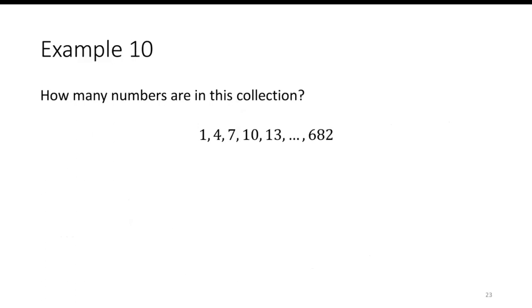Well, this one, how many numbers are in this collection? So 1, 4, 7, 10, 13. So this is arithmetic, where I started with 1 and I'm adding 3 each time. So what I want is the number of terms. So the nth term would be a plus n minus 1 times d. And I want that equal to 682. So 1 plus n minus 1 times 3 equals 682.